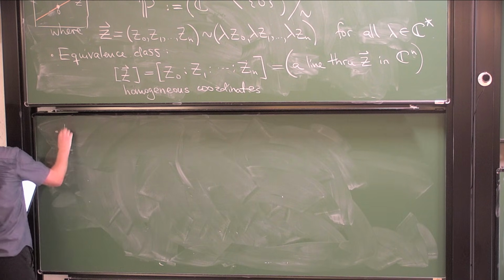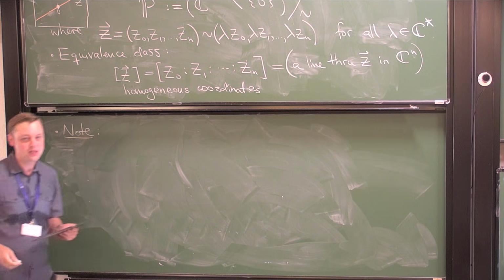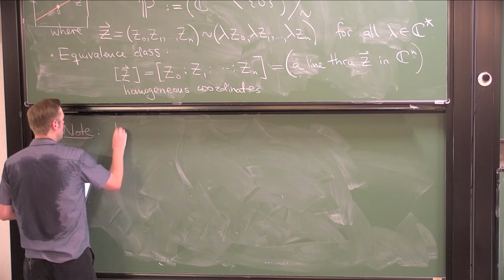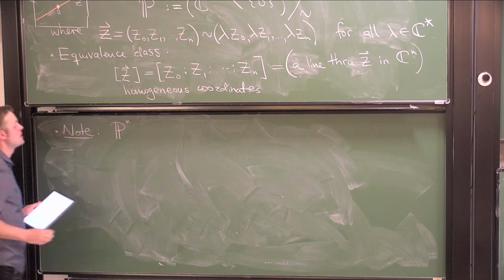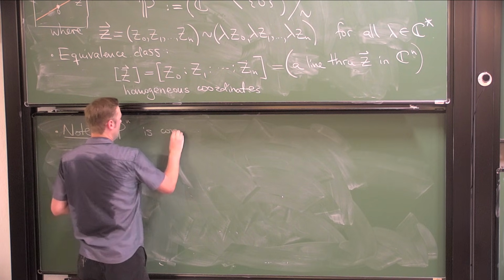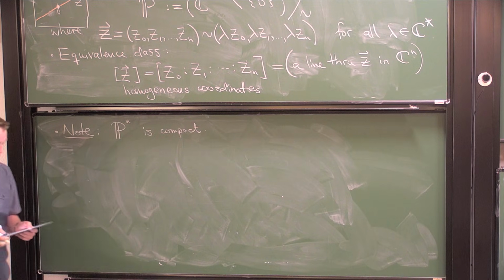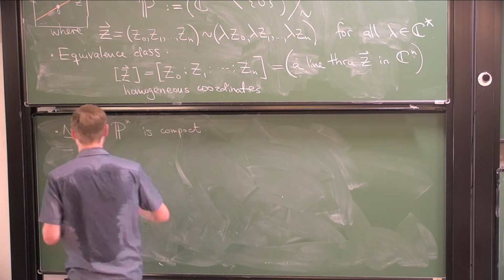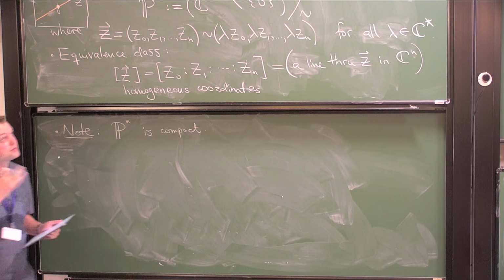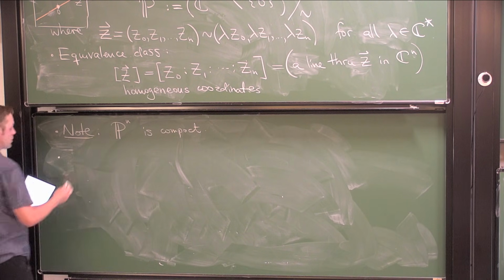Okay, so another note. Not obvious, one has to really check this. But P to the n, this space, is compact. It's a compact complex manifold. As I said, it's not an obvious fact, you really need to check this. But one case in which it is kind of visibly true is when n equals 1.